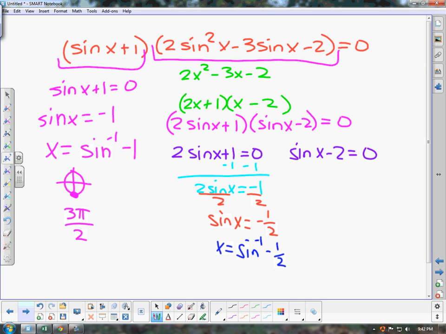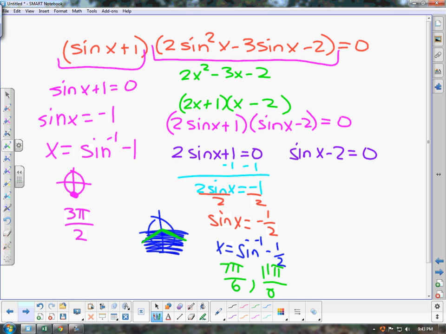Again, you can put that into your calculator. And where is sine a negative 1/2? Sine is your y value, so it's down here. There are two angles, one at this angle here, one at that angle there. That would be 7 pi over 6 and 11 pi over 6.